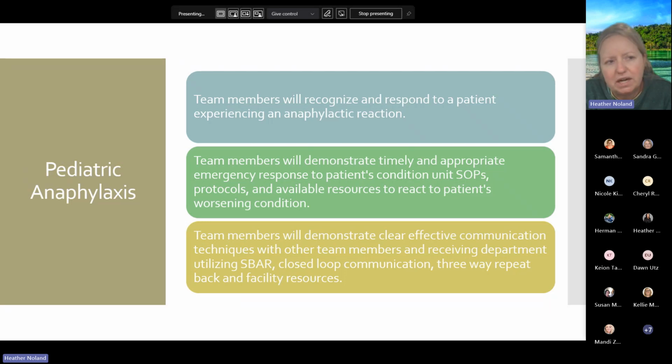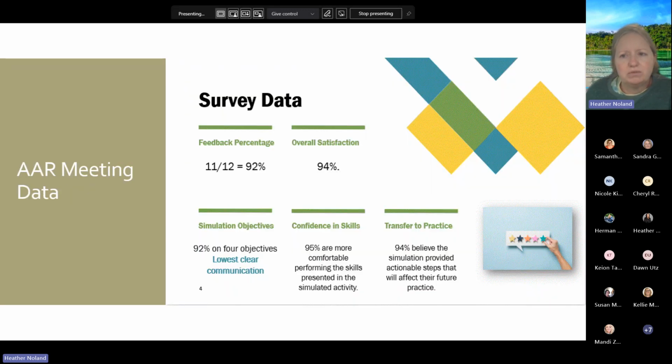You'll see on the screen in those colorful buckets are the objectives of the simulation. And so they were looking at the caregiver's response to identifying and responding to a pediatric patient that is having an anaphylactic event.